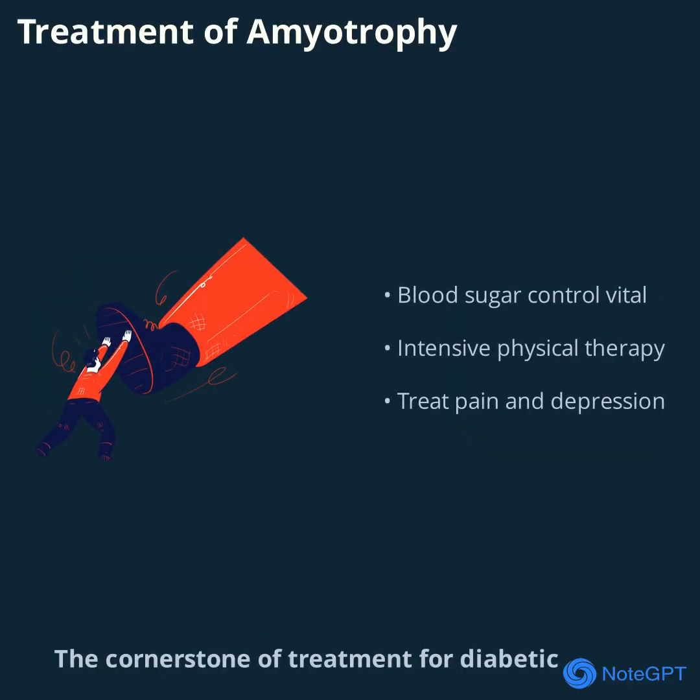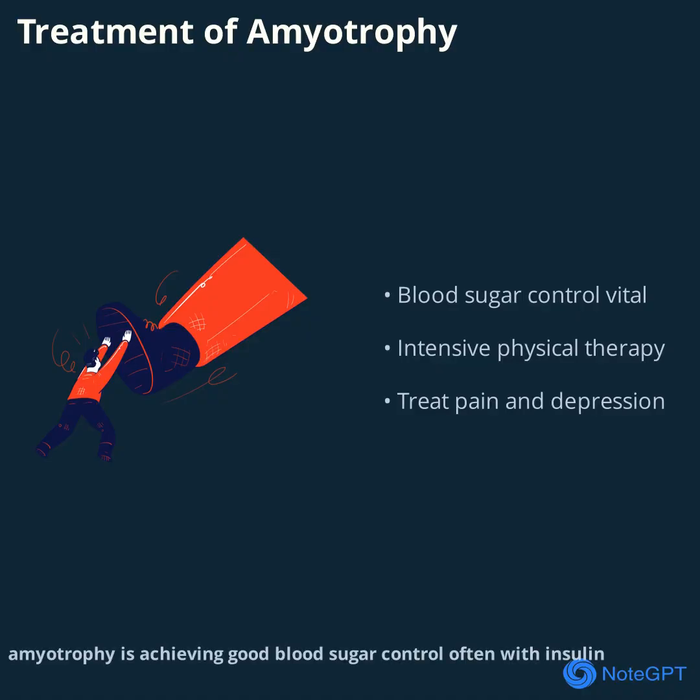The cornerstone of treatment for diabetic amyotrophy is achieving good blood sugar control, often with insulin. A high-protein, high-calorie diet helps restore weight, and abstaining from alcohol is essential. Physical therapy is the most important intervention, with the intensity of rehabilitation directly linked to the degree of recovery. Addressing depression and neuropathic pain can also improve rehabilitation outcomes. Opiates are reserved for severe, persistent pain.